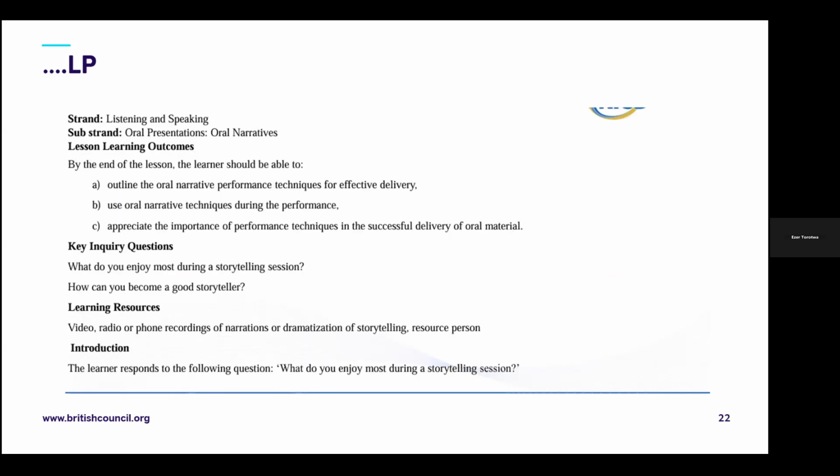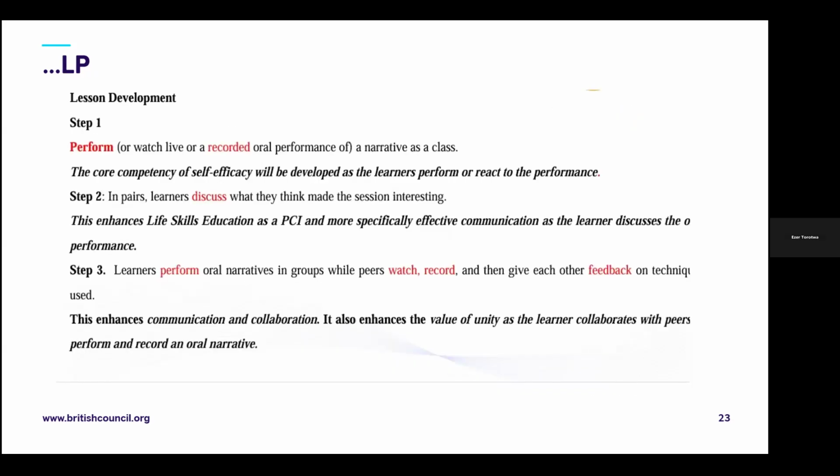Yeah, the key inquiry questions, as I'd talked. What do you enjoy most during your storytelling session? How do you become a good storyteller? Then lesson development, the steps in lesson development. Khadija has a contribution about knowledge, Macau use of skill, and then Macau also say appreciate attitude. Those are comments from the chat. Thank you, Chair, for going through the chat over and over.